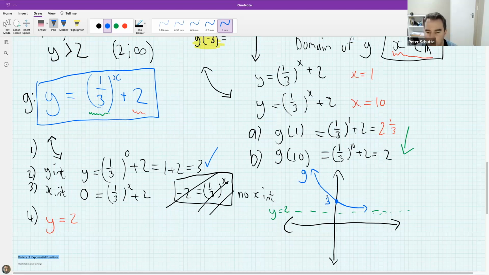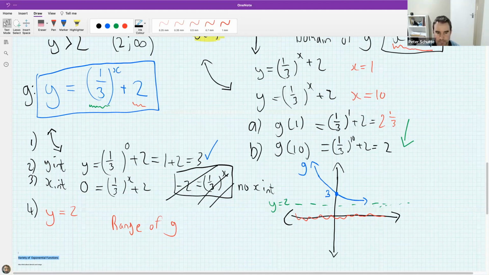So there is no x-intercept. And the reason there's no x-intercept is look at how this graph has shifted up. It never cuts the x-axis, therefore it could never have an x-intercept. Quick little question before you draw one. What is the range of g? What is the range of the function g that I've just done?